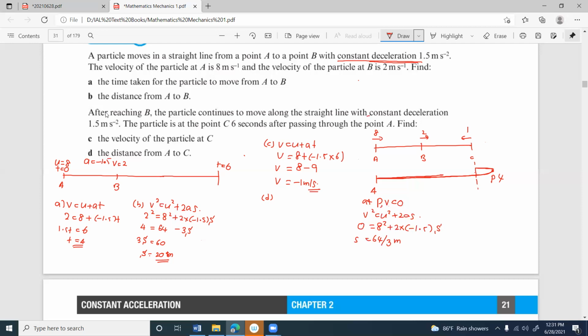Then I'm moving from A to B. What I'm worrying about is finding the length from A to C. I'm going to do this today. Right, how to find it?